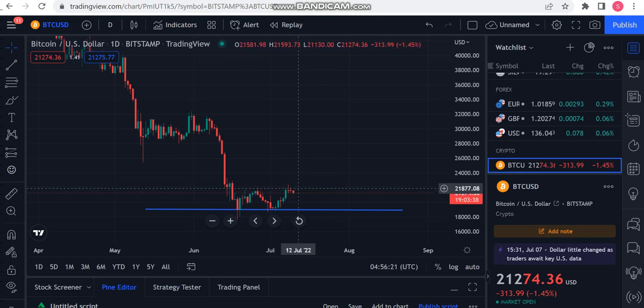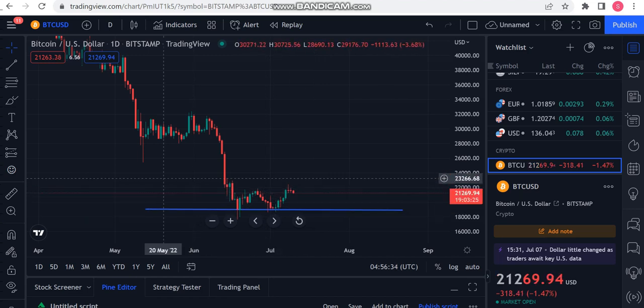The price can always break the resistance line too. Therefore, proper risk management is very important. I'm going to talk about risk management in another video. But for now, I'm just going to talk about support and resistance lines. So as you can see, this is a support line right here.